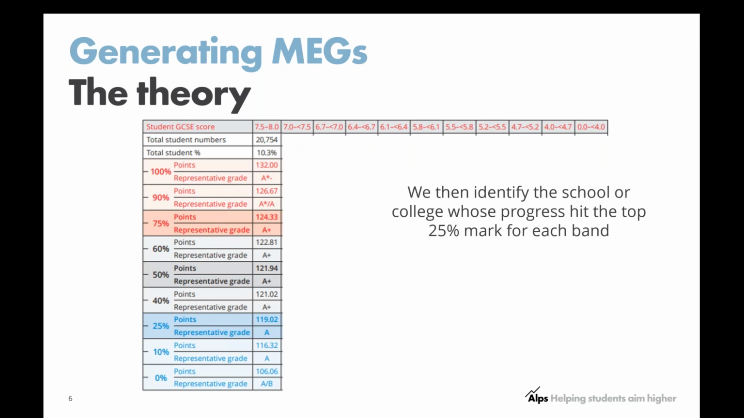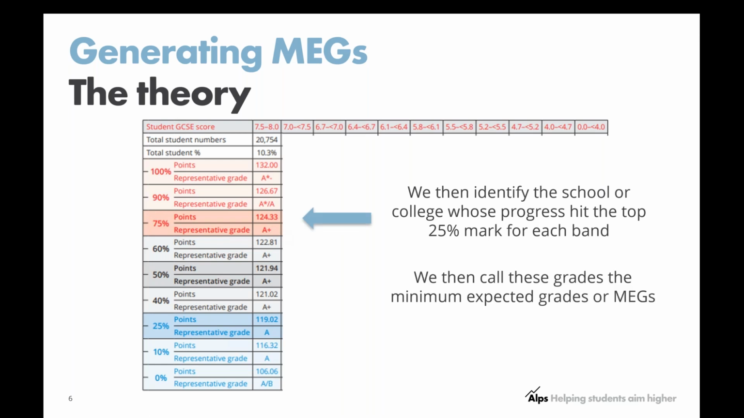Now, what Alps is based on is, okay, what did the provider in the top 25%, so what did that provider at the 75th percentile get on average with the students in that prior attainment band? All right, so there's our number, our magic number, and there's our magic grade. So 124.33, and that is equivalent to an A+. So therefore, that becomes the minimum expected grade for any young people that you have in that highest prior attainment banding. All right, the average, the minimum, two keywords.